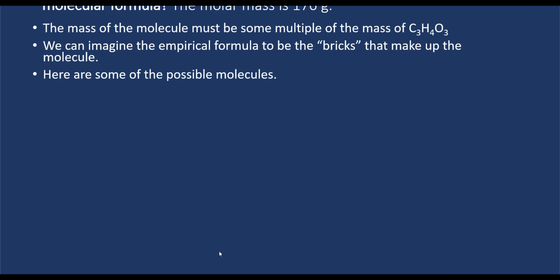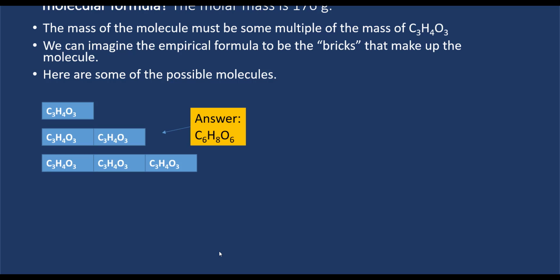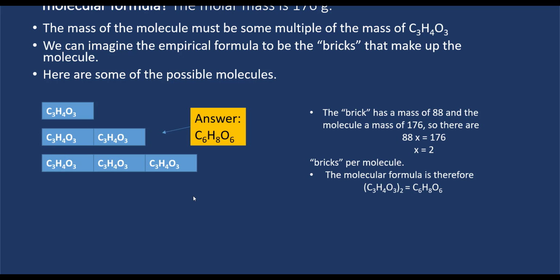So let's do it. So here's the possible bricks again, 1, 2, 3, etc. We don't have to go very far. We recognize that this is the right answer by actually working out the mass of what C3H4O3 represents. Turns out to be 88. How many 88s are in 176? 2. So therefore this must be the right formula for that molecule, C6H8O6.